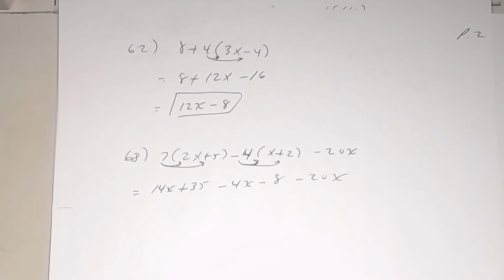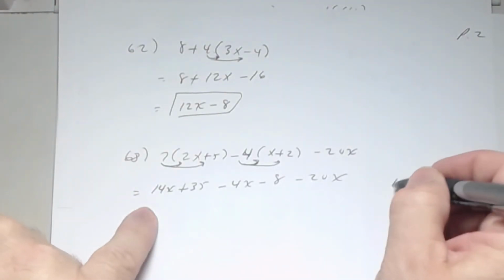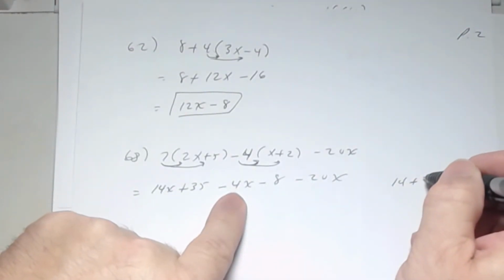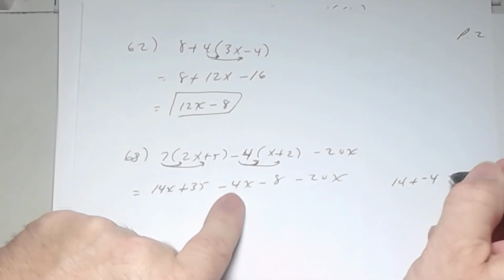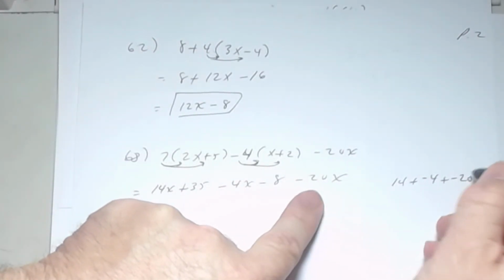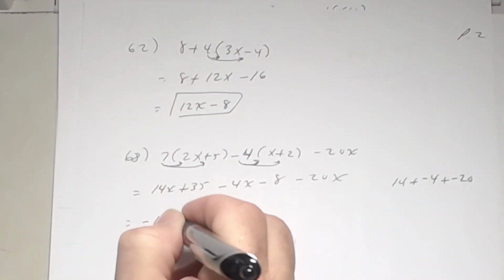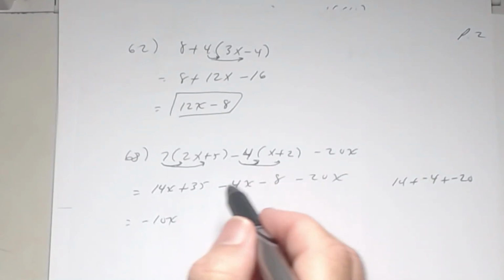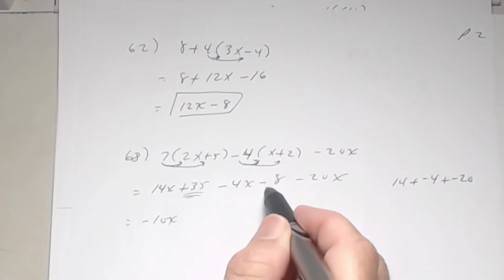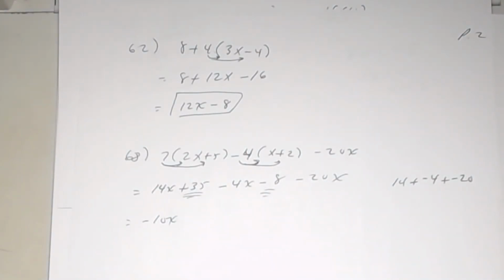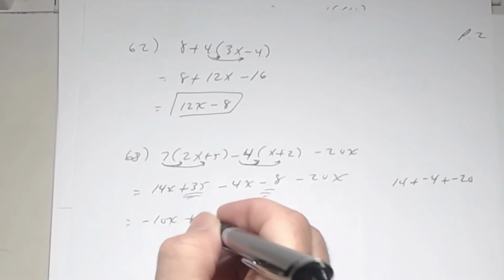Combine like terms. So let's do the x's first. My coefficients are 14, and what's this one? Negative 4, right? And what's this one? Negative 20. So on your calculator, what's 14 plus negative 4 plus negative 20? Negative 10. So this is going to be negative 10x. And then my constants are 35 and a negative 8. What's 35 plus a negative 8? 27. So negative 10x plus 27.